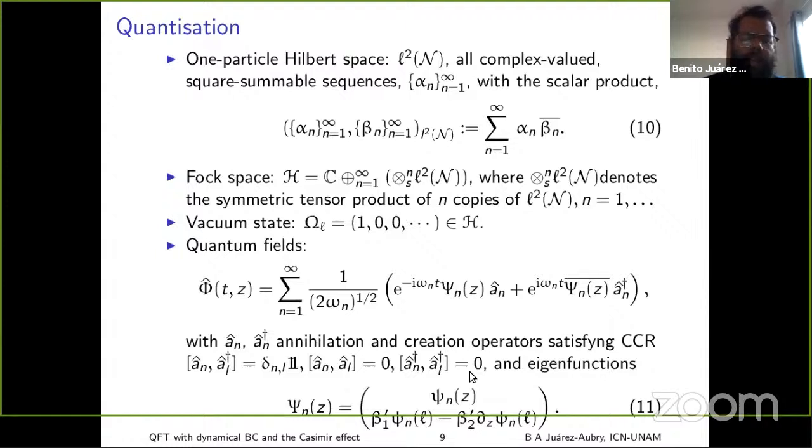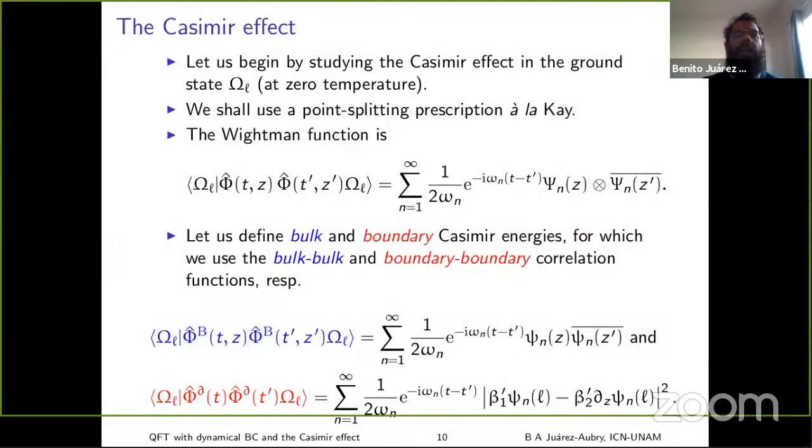And here the eigenfunctions that appear, as I mentioned, have two components, and they generally will have this form, because they are in the domain of the operator A. Okay, so let us begin by studying the Casimir effect in the ground state. So that means at zero temperature. Then we're going to do it at finite temperatures and then for coherent states.